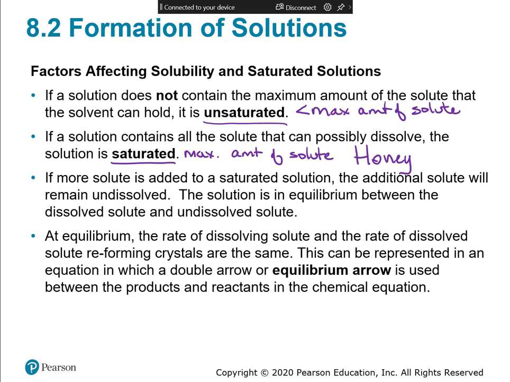Honey. Honey is a saturated solution of fructose. So you can't dissolve any more fructose in that. It's the saturated solution. And how thick is it? Super thick, right? It's a good example. In fact, there's so much sugar in honey, bacteria can't grow in it. So that's why you don't have to refrigerate honey. It can just sit on the shelf.